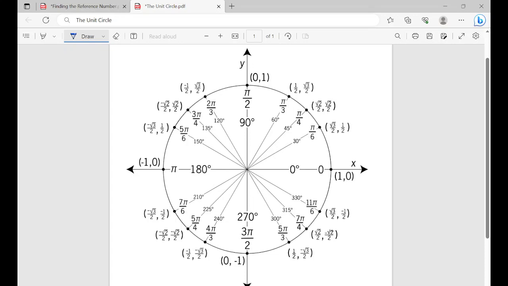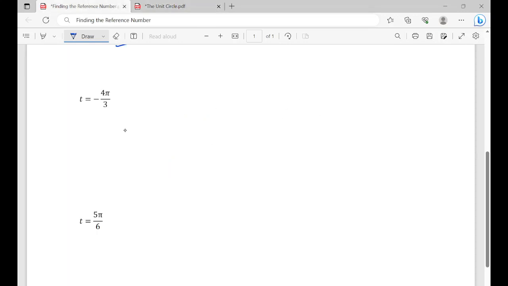So that's what we're going to do. We're going to go half a circle around and then another pi over 3. So 2 pi over 3 is equivalent to negative 4 pi over 3. Now we want the shortest distance from here to the x-axis, and this distance here is pi over 3. So the reference number here is pi over 3.